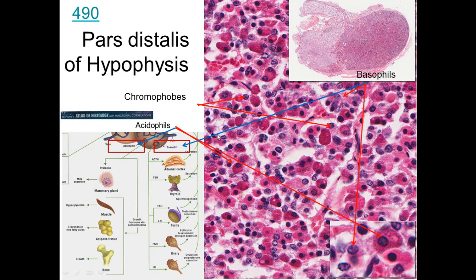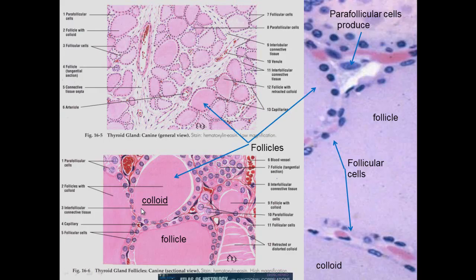And these basophils are the ones that produce hormones that affect ACTH, TSH, FSH, and LH. These hormones are produced by the basophils. The acidophils produce prolactin and growth hormone.